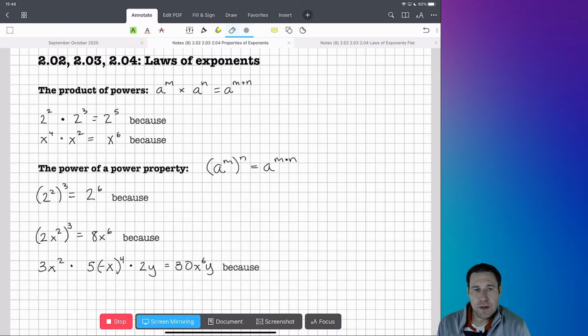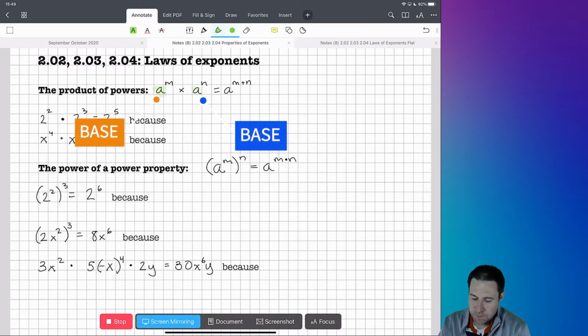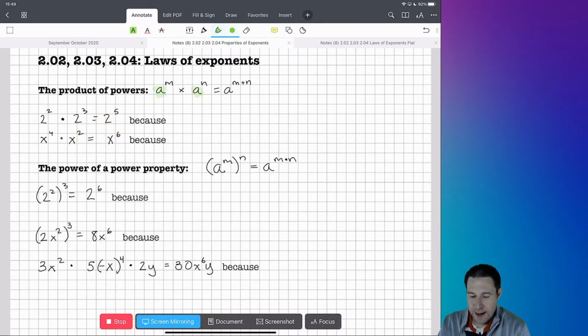This property tells us that a to the m multiplied by a to the n equals a to the power of m plus n. Essentially what the rule is telling us is that if we have powers with the same base and we're multiplying them together, we can add the exponents. I'm going to show you why we can add the exponents with a couple of quick examples.